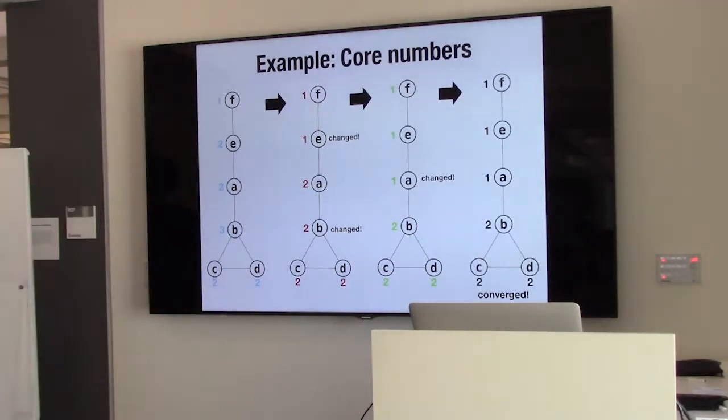Right. It's a lollipop graph. Sorry? I think it's called a lollipop graph. Oh, okay.